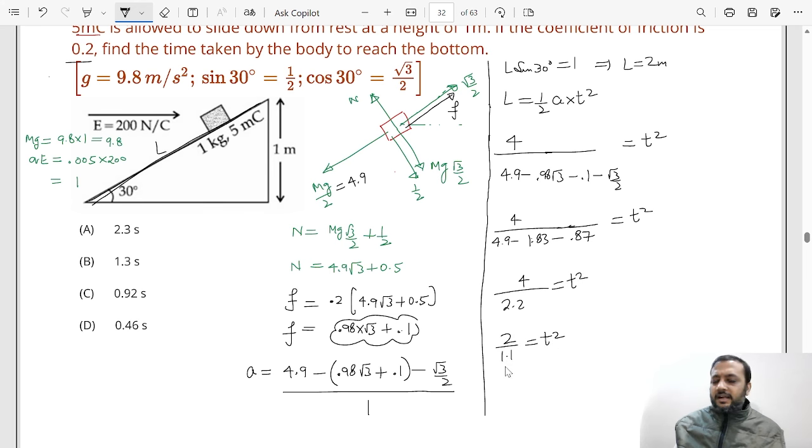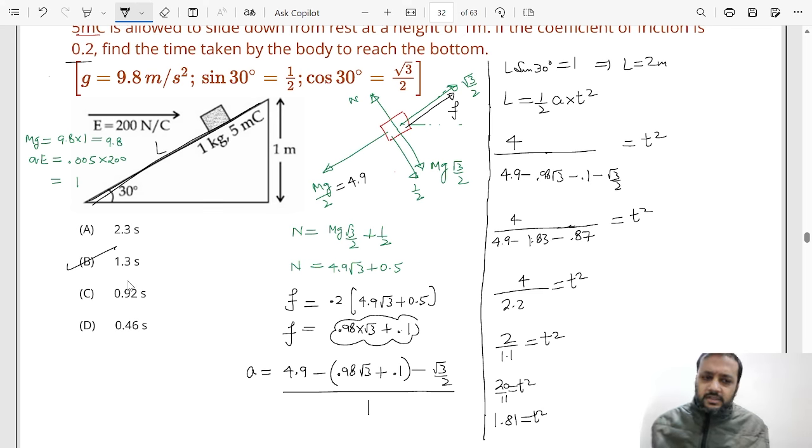So clearly you can see that this value is slightly, I mean, you can write 20 by 11. This is the value of t square. So how much will this be? You can say 11 ones are 11, then 9 0 will be left. 11 eights are 88, then 2 0. So basically 1. So approximately I'm saying that t square is 1.81. So you can see that the square root of this will be nearly 1.3, 1.4, somewhere between that. So the best option is 1.3.